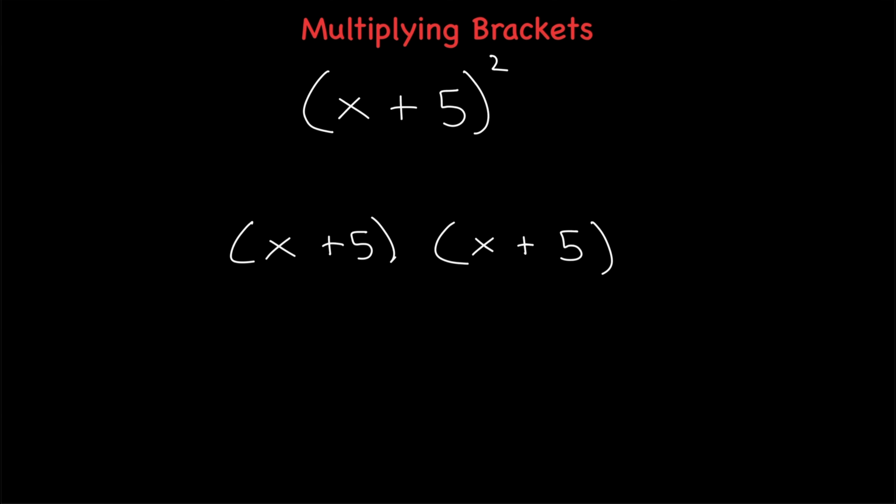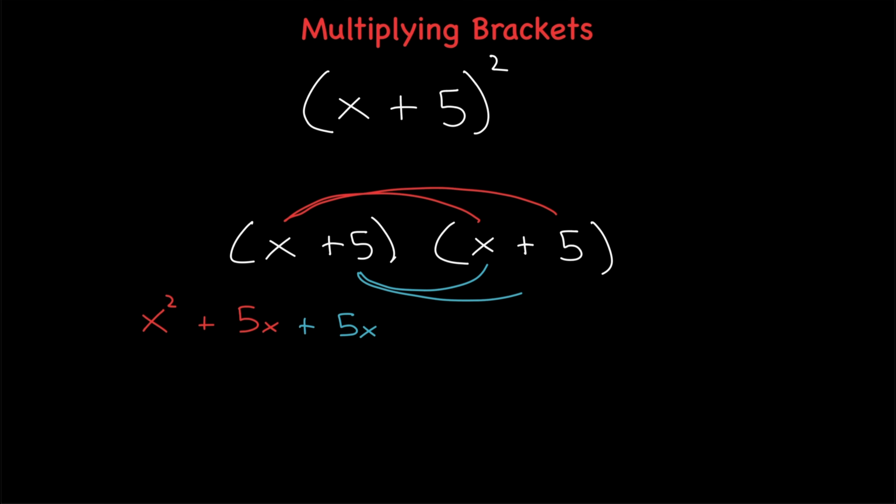And so you need to actually expand it as you would with any other questions. And so let's work out this one. X times x is x squared. X times 5 is plus 5x. 5 times x is plus 5x. And then 5 times 5 leaves us with 25. And then simplifying, we get the answer x squared plus 10x plus 25.